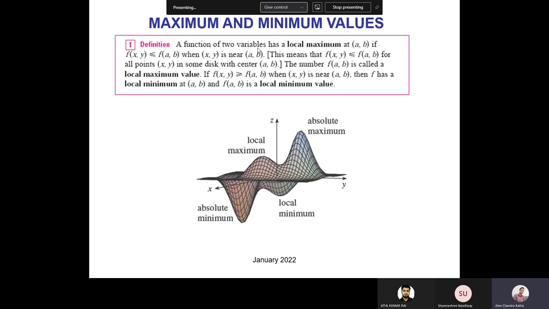Similarly, the value of the function at that particular point is going to be called the local maximum value. Likewise, if you have f(x, y) greater than or equal to f(a, b) when (x, y) is near (a, b), then f has a local minimum at (a, b), and the value of the function at that point is called the local minimum value. Okay, fine. So now, let us go to a very important theorem.